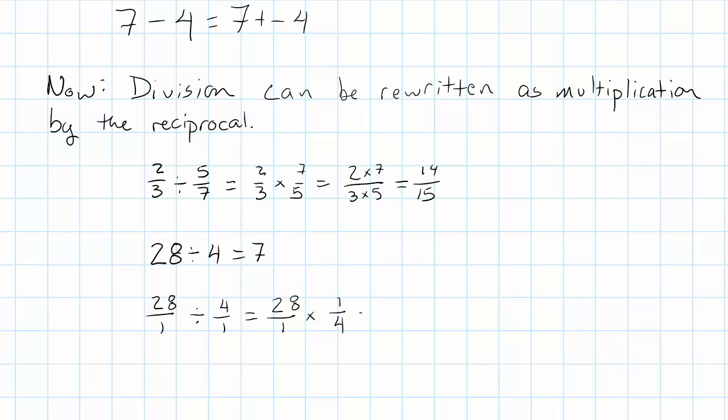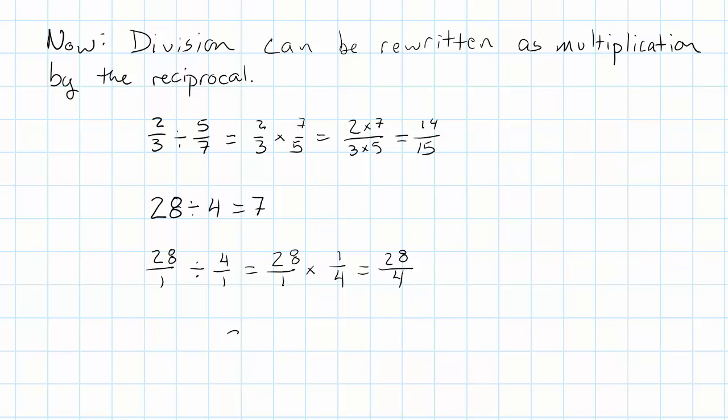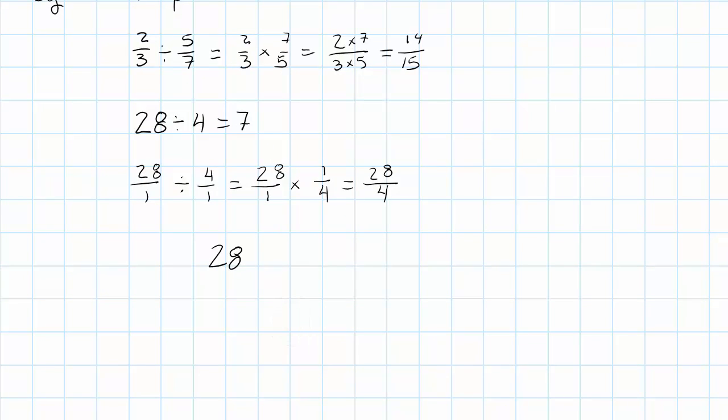1/4. Okay, so we multiply the numerators. 28 times 1 is just 28. We multiply the denominators. 1 times 4 is just 4. How am I going to get 7 out of that? Well, I'm going to simplify it, aren't I? 28, well, it's 4 times 7, right?